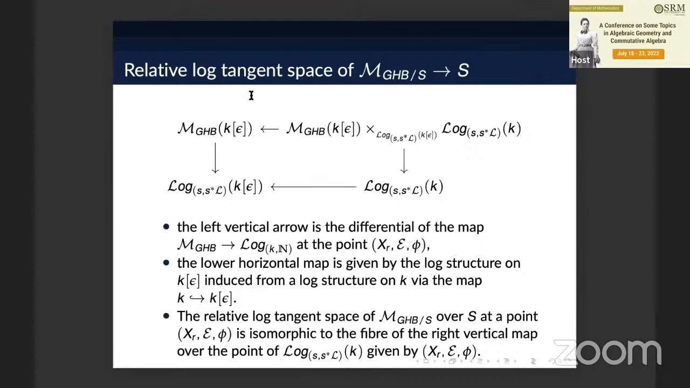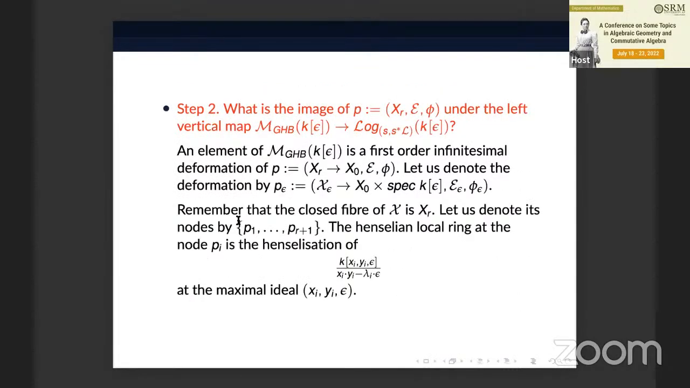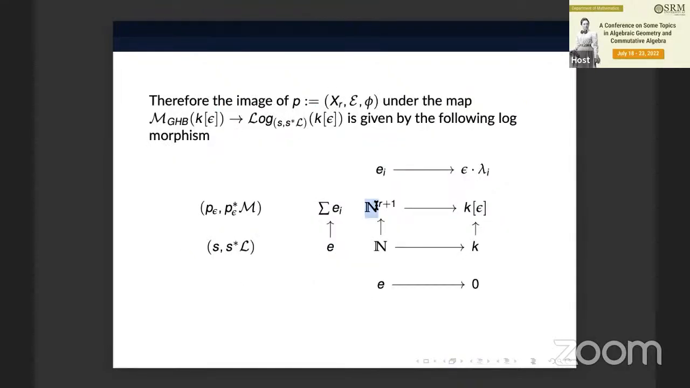For the vertical map, we have to start with an arbitrary infinitesimal deformation of this family, of this Giesecke-Higgs bundle. So XR is a thickening of this given Giesecke curve XR. It has exactly R plus one nodes. The Henselian local ring at the node PI should look like this, where lambda I is some complex number. And if we follow Mochizuki's method, then the chart is given by all this EI going to epsilon times lambda I.